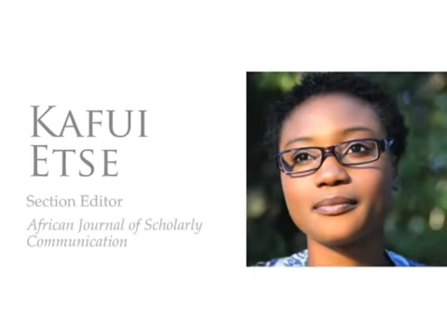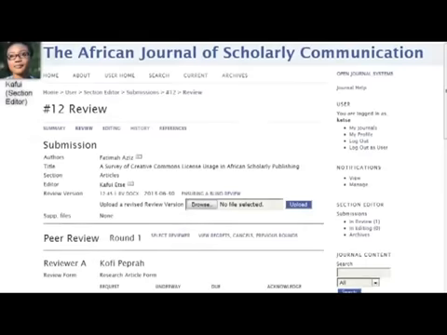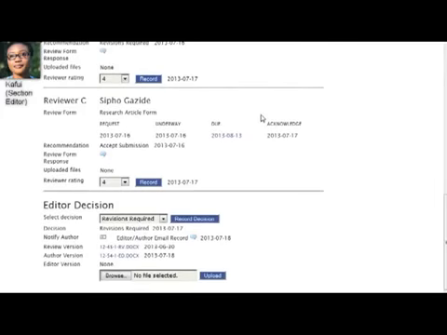Okay, now let's see how Kafui, the section editor, receives the submission. After Kafui has received the notification email from Fatima, she can go once again to the review page for Fatima's submission. Scrolling down to the editor decision section, she sees that there is now an additional author version of the manuscript. She can click the file name to save the file on her computer and open it in her word processor. Then she can check that Fatima has made the requested revisions.